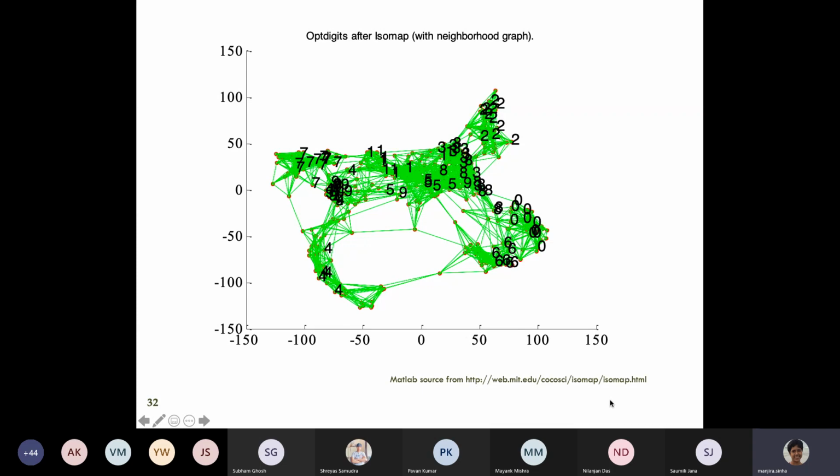So after this isomap plotting, as you can see, the similar data points are grouped together and different data points are apart. As we expect in a graph, there are more connections within the similar group and fewer connections across different groups. So this property is preserved.